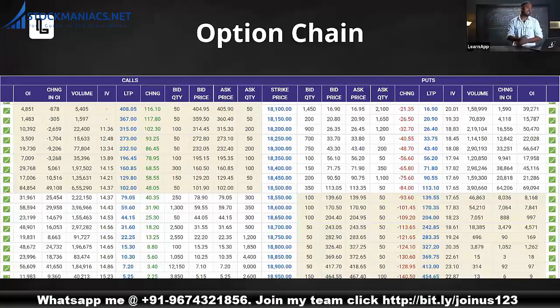Then comes IV. IV is implied volatility. For now, let's not get into it. Currently, we wouldn't be using it.